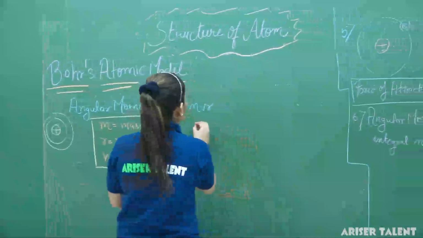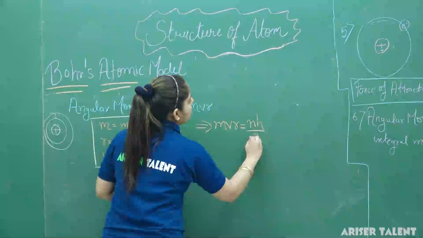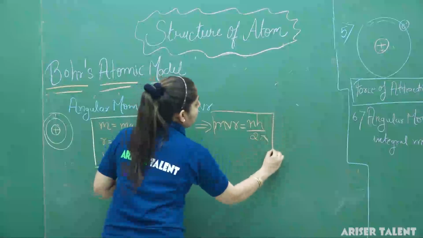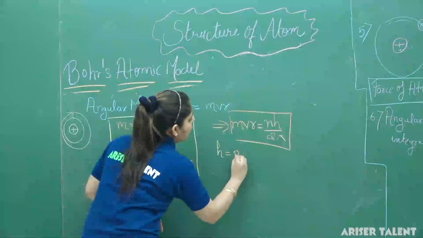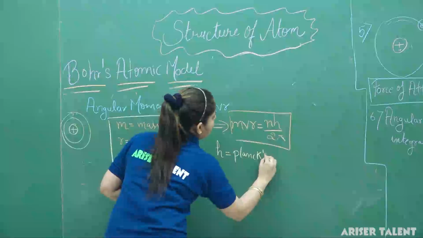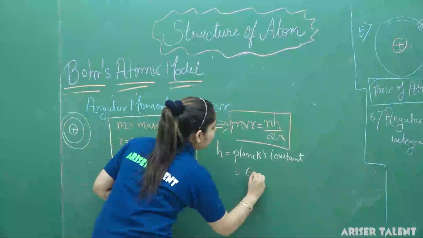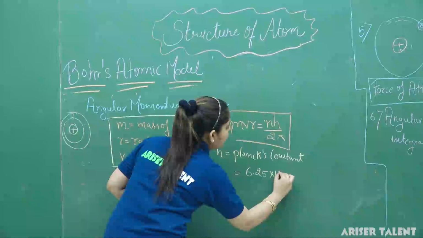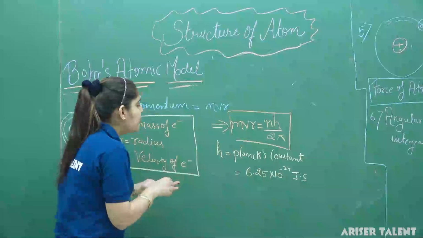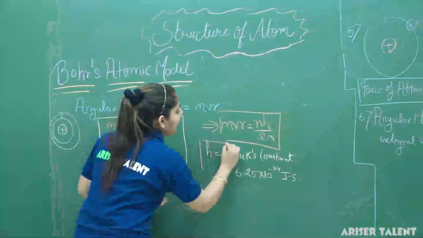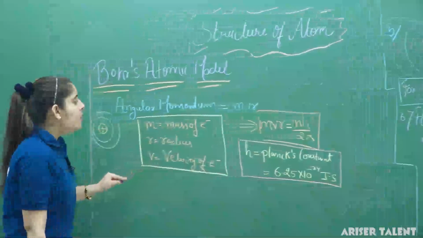It means mvr is equal to nh upon 2 pi. Here h is Planck's constant, and the value of this Planck's constant is 6.25 into 10 raised to the power minus 34 joule second. So, here is the value of h upon 2 pi. Pi is 22 upon 7, or we can consider 3.14 for solving numerical problems.